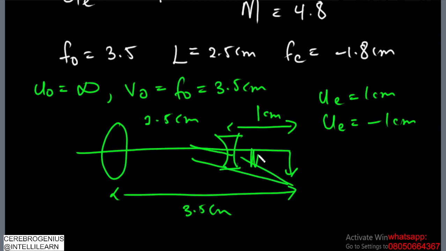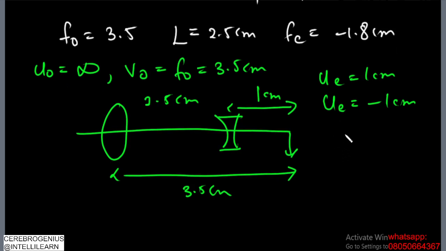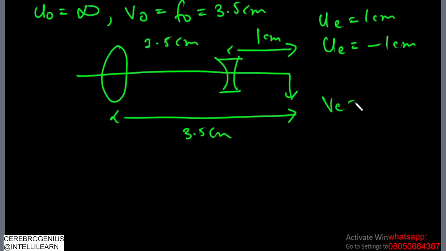So the image is not really located at this particular point. It is the final image that we will see, and not this particular image. So that's why this is -1. So we are looking for the image distance. VE is unknown. So what's going to be the image distance?